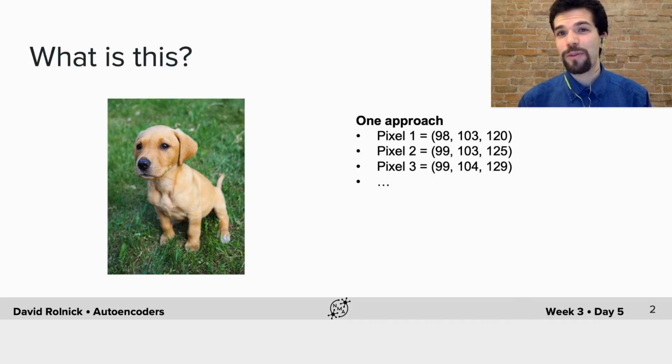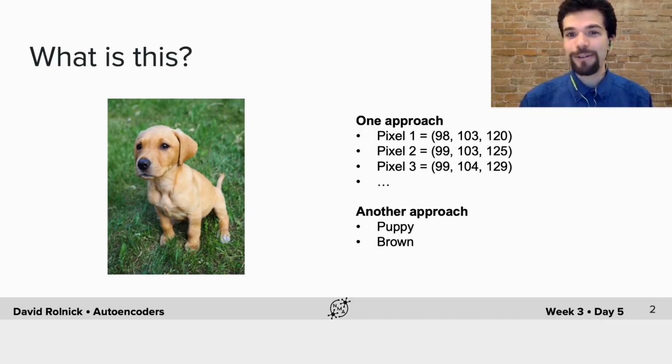Another approach to describe the picture is to say, it's a puppy. It's brown, it's cute, it's sitting on some grass, and so on. Which do you prefer? I know I prefer the second one. One of the reasons is that as soon as I know that it's a puppy, I have an image in my mind. And then that image gets refined when I hear each additional word.